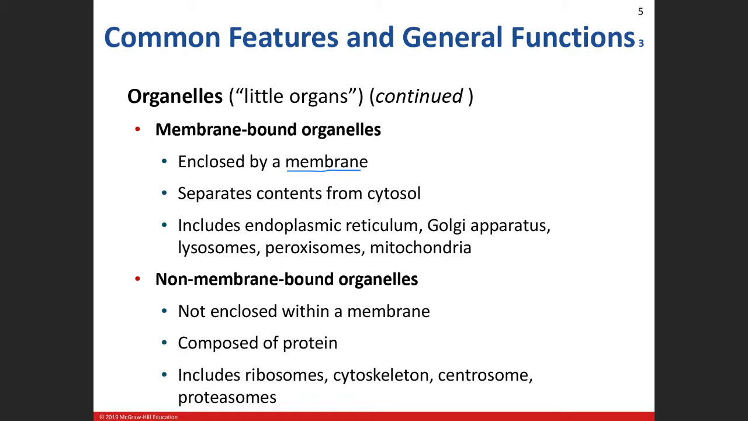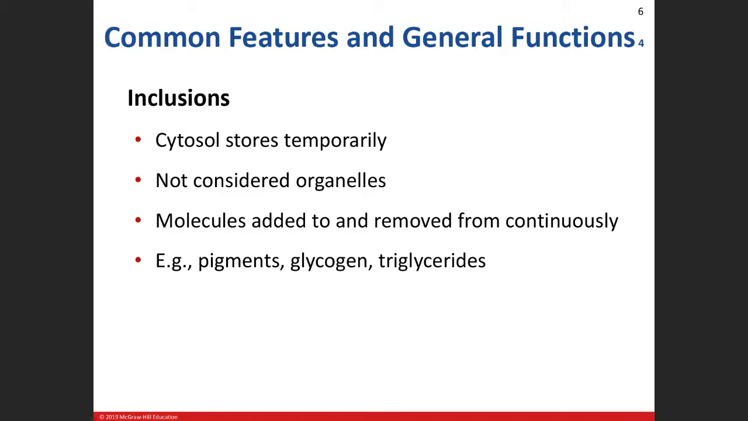Then the other type of organelle is going to be a non-membrane bound organelle. Okay, so obviously it doesn't have a membrane. These things are pretty much proteins. It includes the ribosomes, the cytoskeleton, the centrosome, which we'll talk about because that has to do mainly with cellular division, and then the proteasomes. These guys like to go around and kind of clean garbage up inside the cell, right? As do a couple of the membrane-bound organelles.